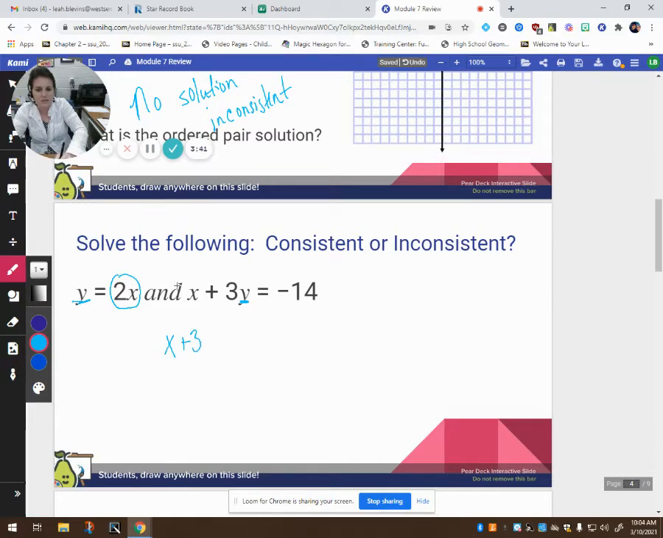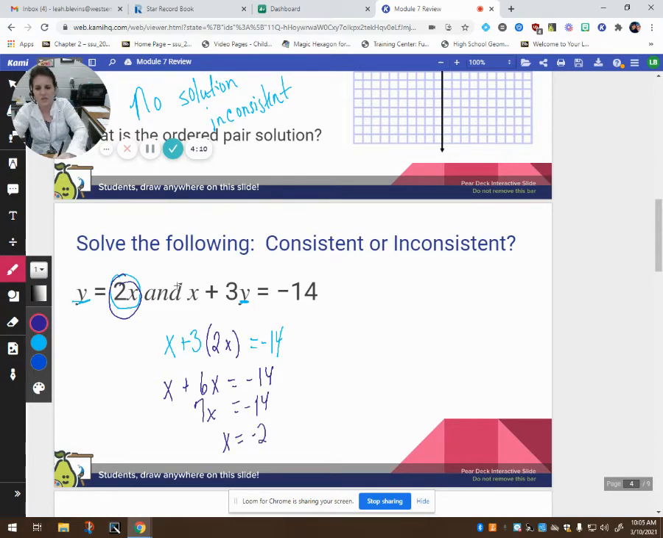So my x plus 3 here stays the same, equals negative 14. All that stays the same. But because my y is the same as 2x, in place of the y, I'm going to put that 2x. Now we can solve. X plus, if I multiply this, I get 6x equals negative 14. X plus 6x is 7x. 7x equals negative 14. Divide both sides by 7, and x equals negative 2.